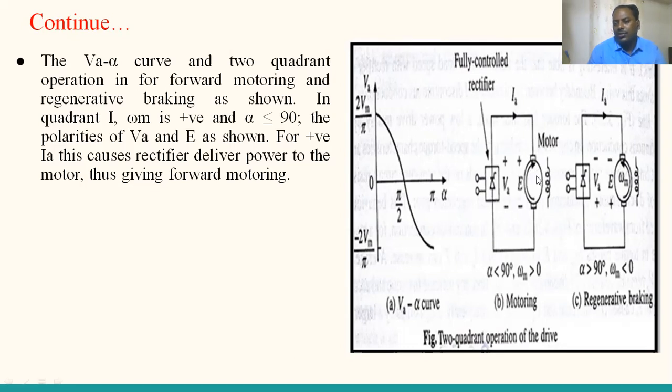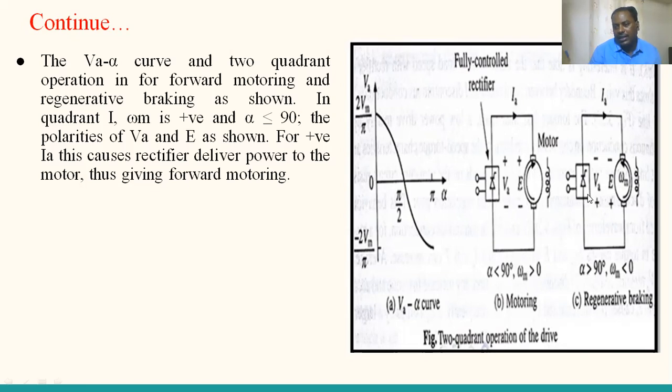Those are the same as that of the source, so that the power is transferred from source to the load, where alpha is less than 90 and omega m is greater than 0. This is the motoring operation. Whereas when you go for the braking operation, alpha is greater than 90 degrees. When alpha is greater than 90, omega m is less than 0. That means the speed is negative. Therefore, the energy is fed back from load to the source.